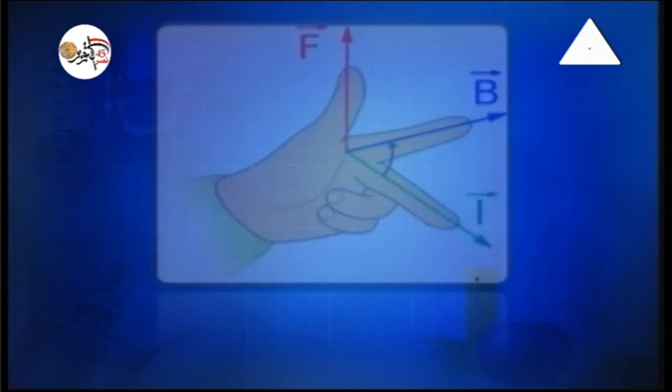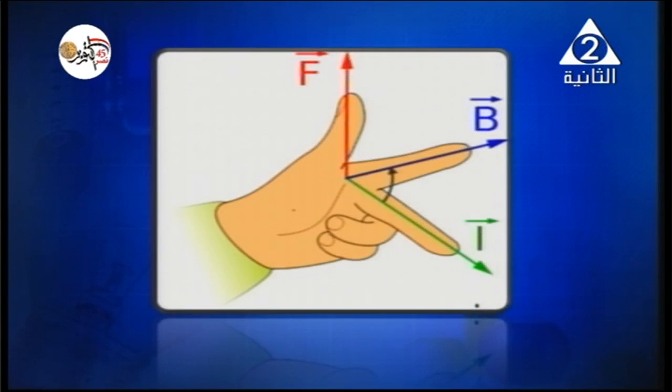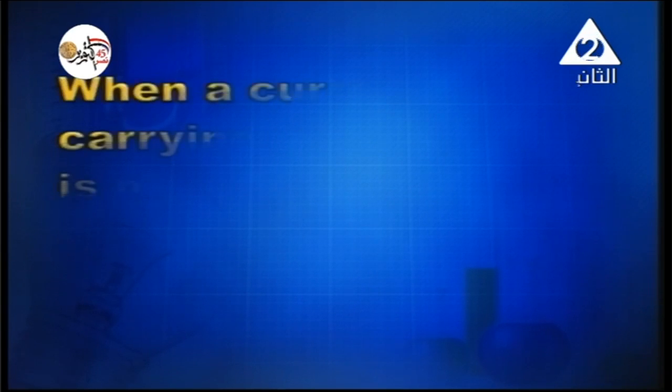Once again, the forefinger points in the direction of the field. The second finger points in the direction of the conventional current. The thumb automatically will give the direction of motion or direction of force. And never forget, we apply Fleming's left-hand rule when current causes motion.